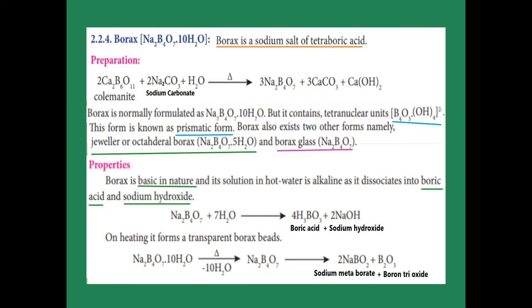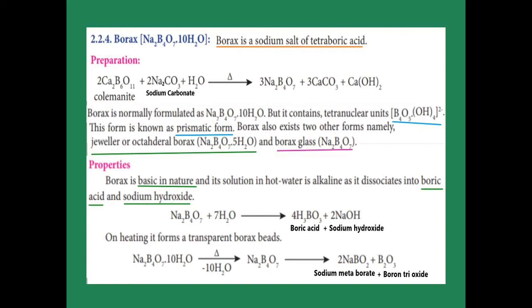Next, properties. Borax is basic in nature. When it is added with water, it gives sodium hydroxide. See the reaction, Na2B4O7 plus 7 moles of water gives H3BO3, that is boric acid, along with sodium hydroxide. So borax is basic in nature.